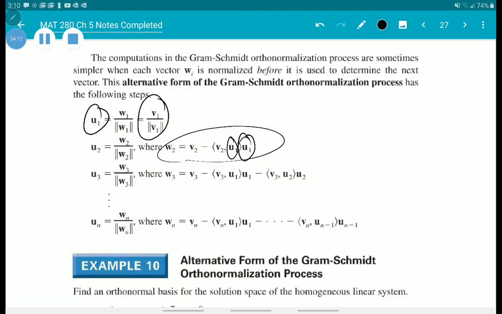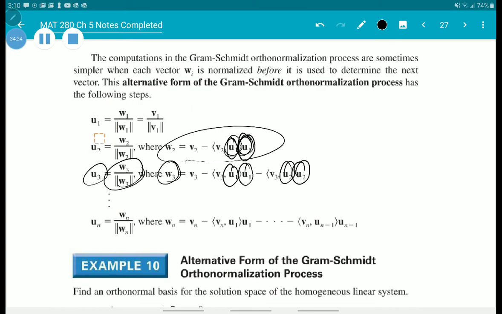Only now we've got a normal vector here and here. So we may have some square roots that we have to deal with. And then we normalize that vector. And then we would use that U2 here to compute our W3. And then we normalize W3 and so on.